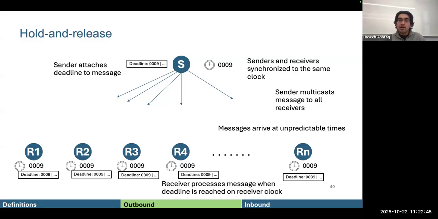And if they have received the message before the deadline, they'll hold it before processing and only process it at the deadline. Now, there are some questions about trust. We can get to those later if we have time. But for now, let's assume that receivers cannot really violate this hold and release mechanism. So if the deadlines are set sufficiently far in the future, we end up achieving this simultaneous delivery, where the difference in data processing time can be very close to zero.